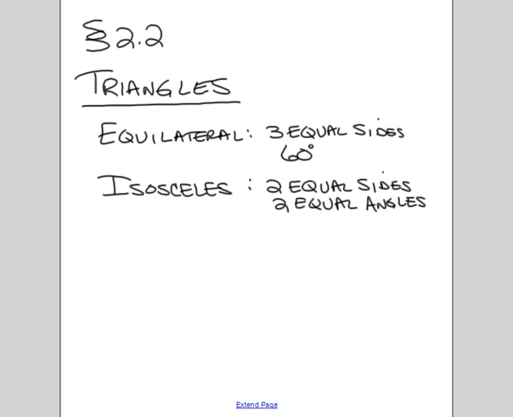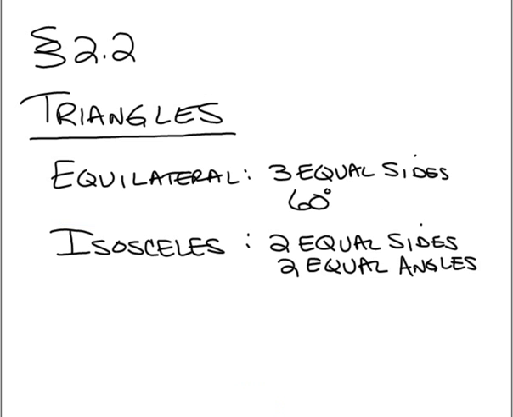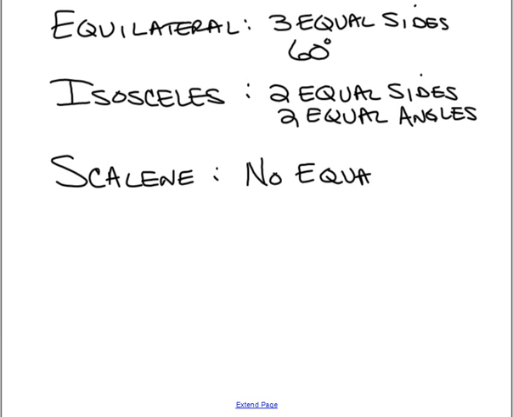And then the third style is called scalene. And scalene is just a regular triangle. No equal sides. Okay, so that has to do mostly with the sides.